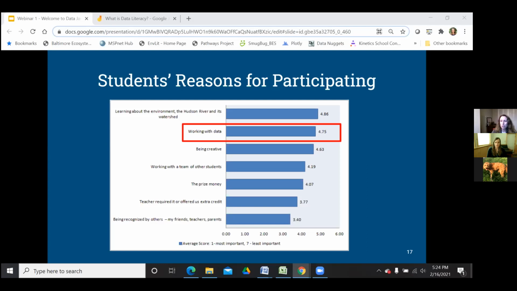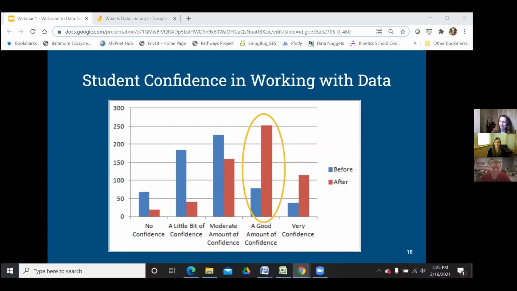So why did students participate in the Data Jam in the first place? And the lower the number, the closer to 1, that is more important. The higher the number, the least important. So as you can see, working with data is not typically a reason that students choose to do Data Jam. And we get it, we understand that. They're more interested in the prize money. And in many cases, the teacher is making them do it. So data is not necessarily a motivating factor.